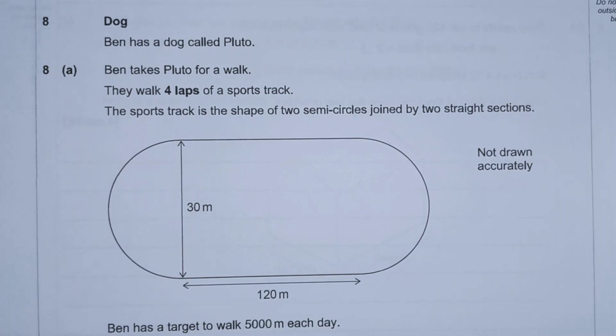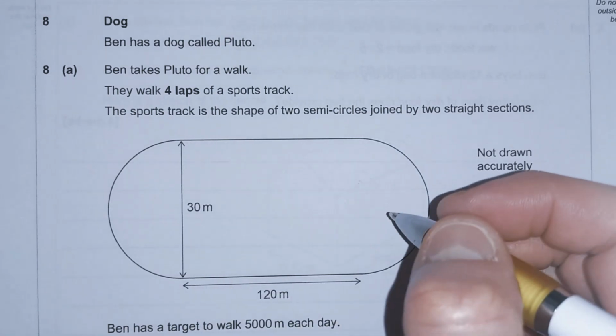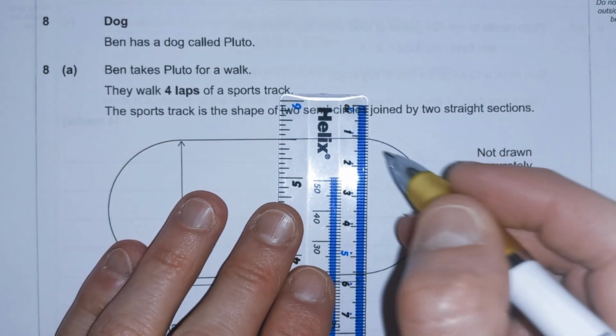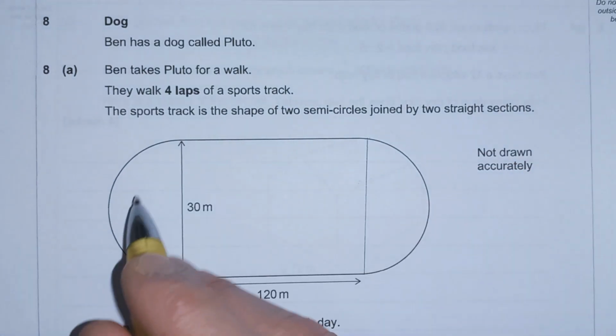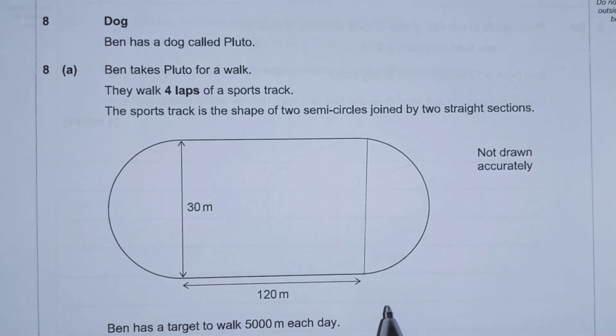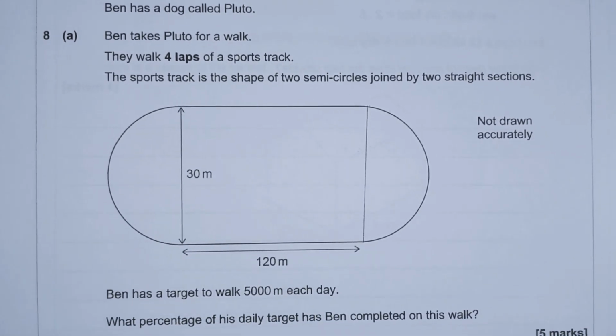Question 8. Dog. Ben has a dog called Pluto. Ben takes Pluto for a walk. They walk 4 laps of a sports track. The sports track is the shape of 2 semicircles joined by 2 straight sections. So a semicircle there, and actually I'm going to draw on. There you go. So we've got semicircle, semicircle, and 2 straight sections. And we're told that this distance is 30 metres, this distance is 120 metres. Ben has a target to walk 5,000 metres each day. What percentage of his daily target has Ben completed on this walk?